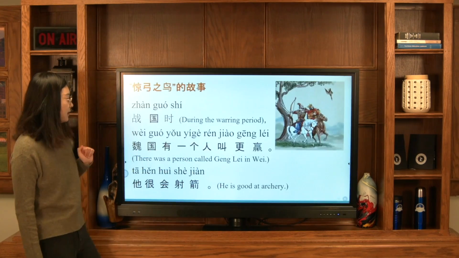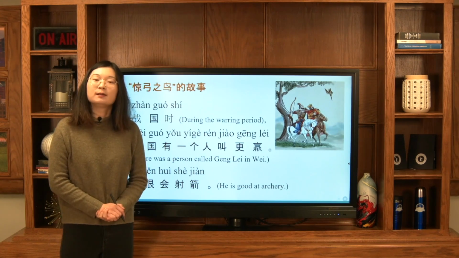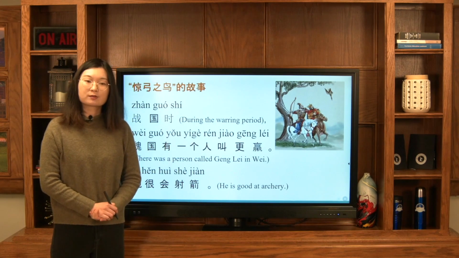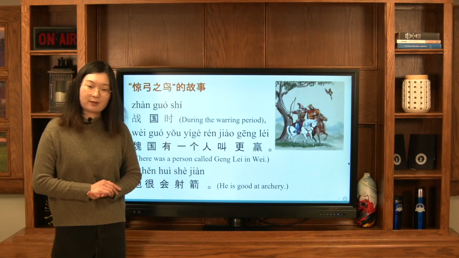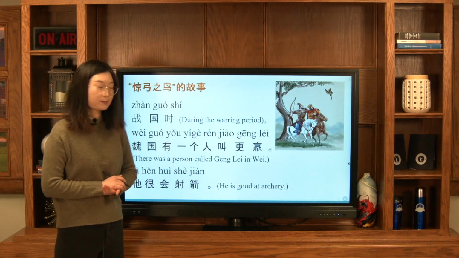And today we will learn 惊弓之鸟的故事. As usual, I will go over the story in Chinese with you, then I'll explain it to you. After that, we're going to write down the characters together and see some examples.